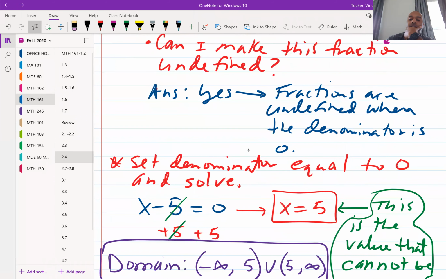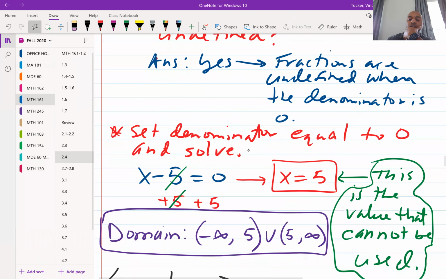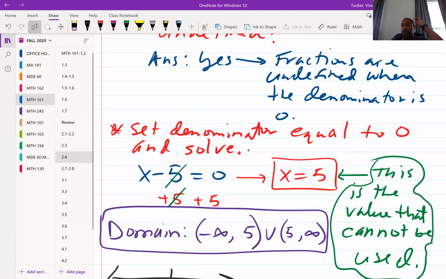And so be careful, this is not your solution. You see over here in the green, this is the value that cannot be used. So that means my domain is everything else. I cannot use the 5, but I can use everything else. So notice I go from negative infinity to 5. I use parentheses on that 5 because that means I can get as close to 5 as I want, but I can't use 5. Then I go 5 to infinity. So I can use everything after the 5.